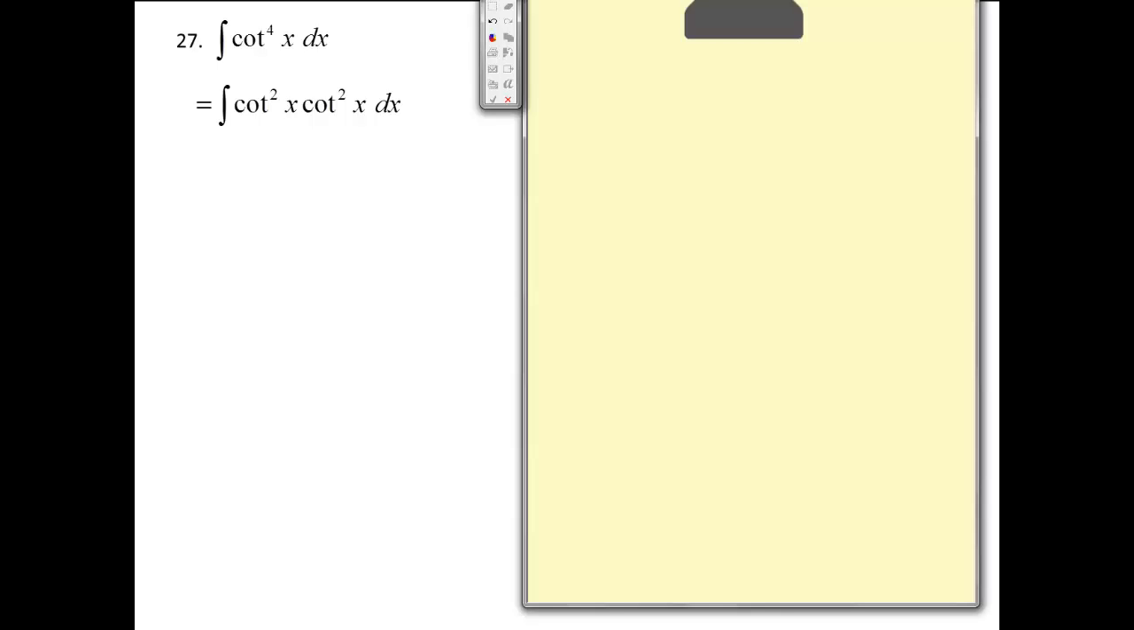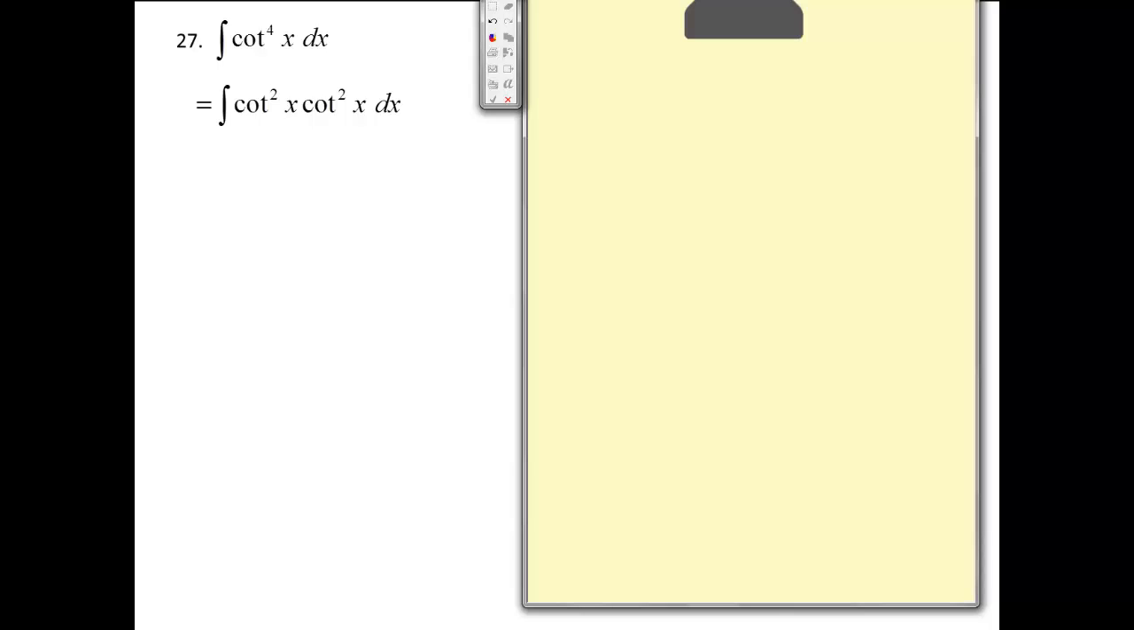For number 27, you were asked to integrate cotangent to the fourth x dx. The first thing I would do is rewrite the cotangent to the fourth as a cotangent squared times a cotangent squared. Let me grab my notebook here, just to remind you that we have some identities. I told you some identities would be very helpful for us here.